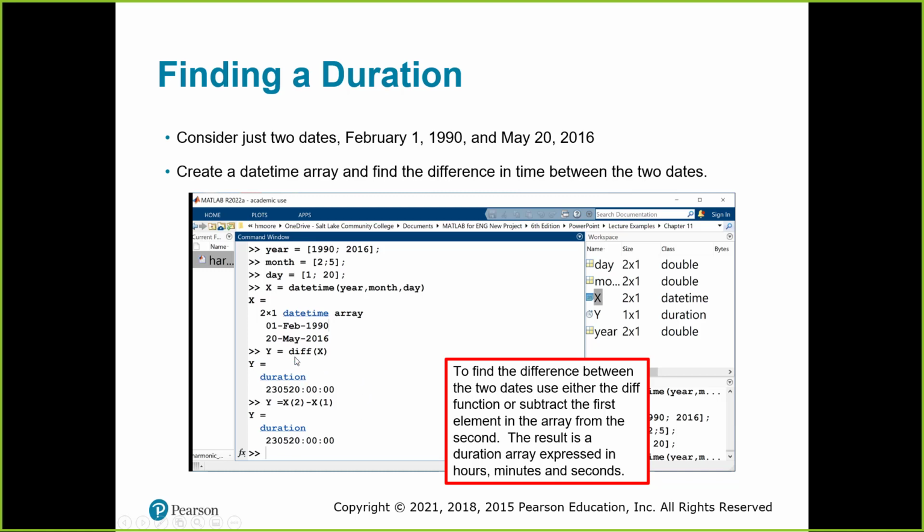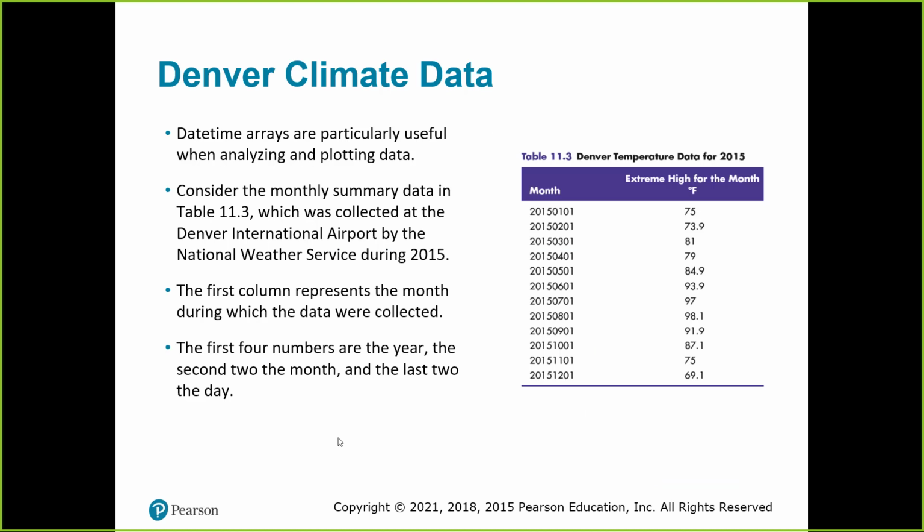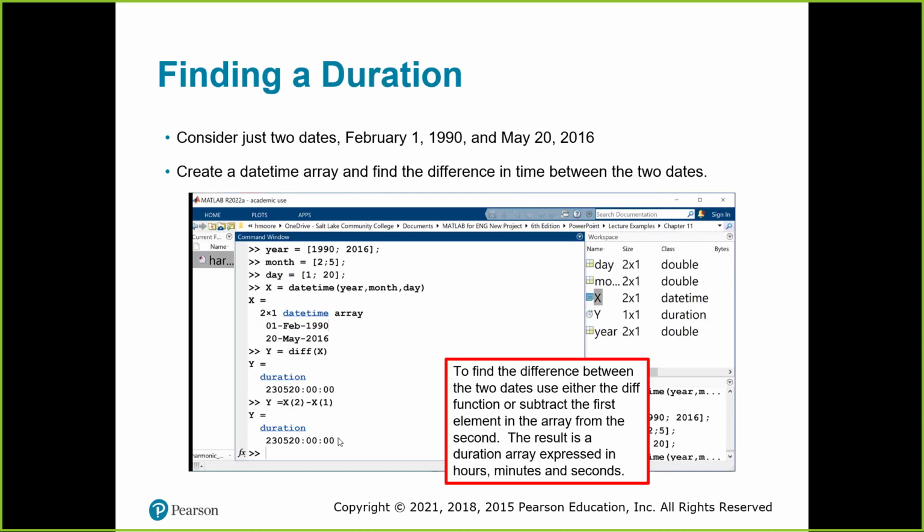So you can find the duration between two dates, you just subtract the two. This is the time in hours. So there's 230,520 hours between February 1990 and May 2016. So cool. Any questions on that? No? Cool.